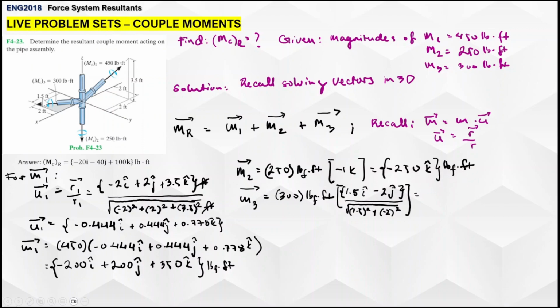For M3, we're given only, there's no k hat, there's only i and j, so we have positive 1.5 i hat, negative 2 j hat, and from that is your R3 position vector over its magnitude. So you take the square root of 1.5 squared plus negative 2 squared, and this will give you 180 i hat minus 240 j hat pound force feet.